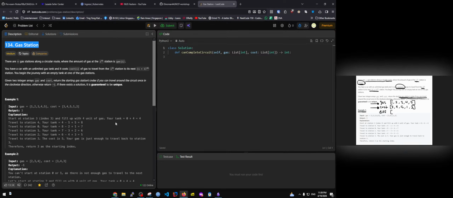So let's just subtract cost from gas and then create a new input array just to help us kind of see what's going on. So 1 minus 3 is going to be -2, right? So if we start at this position, we just can't get to the next position, right? We have 1 gas, but it takes us 3 to get to the next position. We simply don't have enough if this is our starting position. Let's look at this one. 2 minus 4, that's also going to be -2. Again, we don't have enough gas if we're starting at this position to move to the next position.